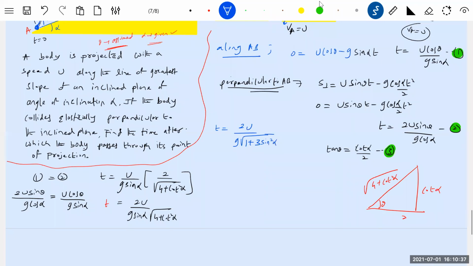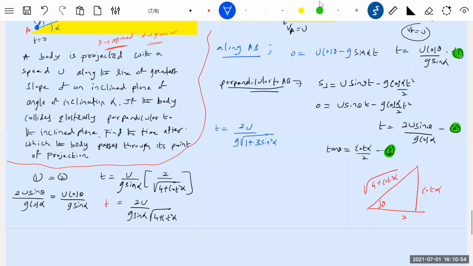Sir, how come 4 plus cos square theta? Here cot square alpha you can write as cos square alpha by sin square alpha. Then 4 sin square alpha plus cos square alpha. In that, one sin square alpha plus cos square alpha will be there. So what is left over will be 1 plus 3 sin square alpha. Then what is the time? This is the time taken to move from A to B.